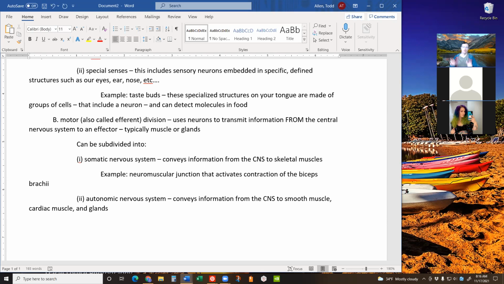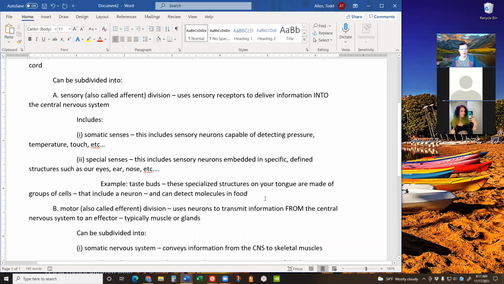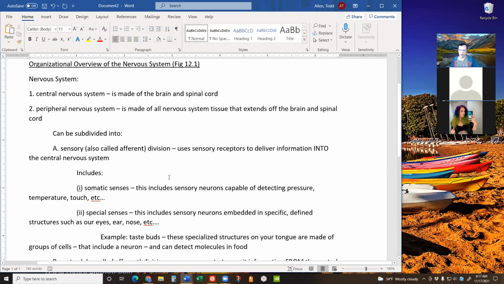Okay, so if we're moving skeletal muscle, it's the somatic nervous system regulating that. If we are adjusting our heart rate, that's going to be the autonomic nervous system. If we are adjusting the tension in smooth muscle in an artery, that's going to be the autonomic nervous system. If we are triggering the release of insulin from the pancreas, that is going to be the autonomic nervous system. Okay, so let's back up and be sure we appreciate what we're talking about here.